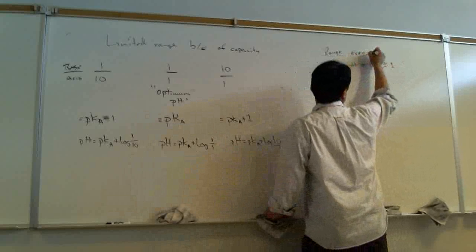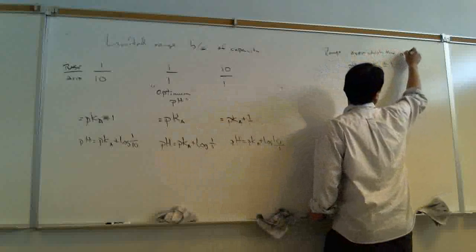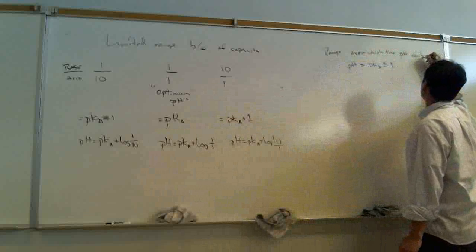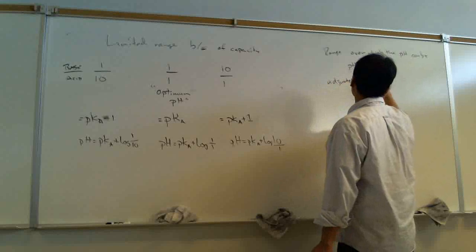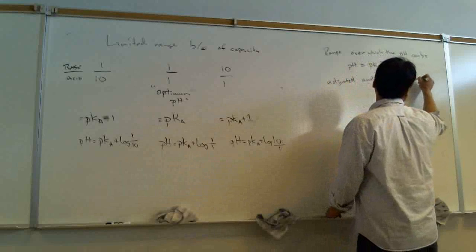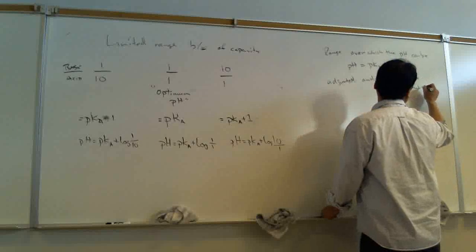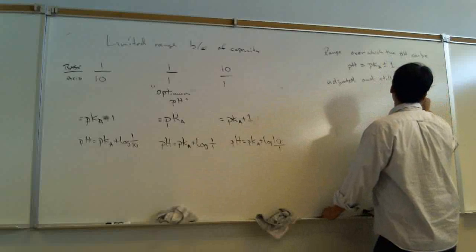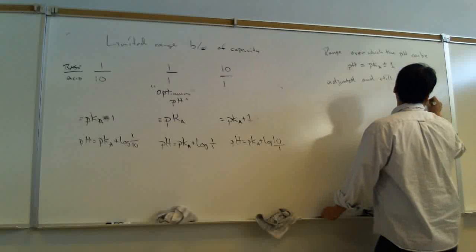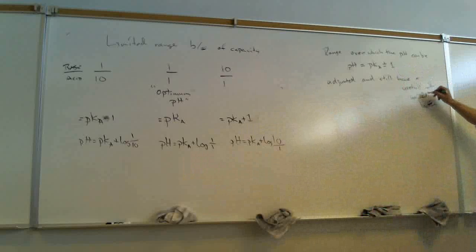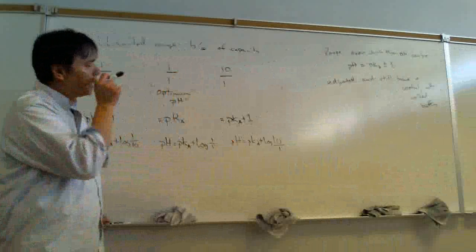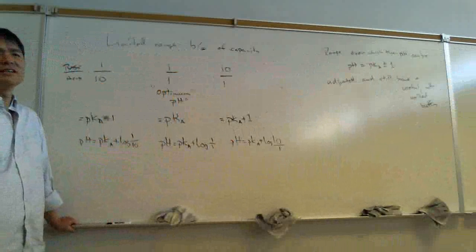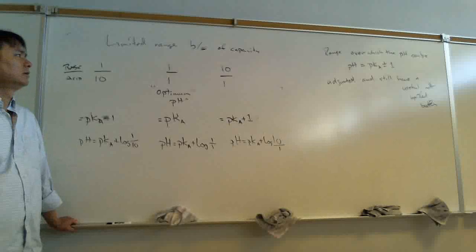And so we'll say the range over which the pH can be adjusted and still have a useful buffer. Not lopsided, useful buffer. Does that make sense? So the most you can have is a 10-to-1 ratio. Either way, 10-to-1 ratio.